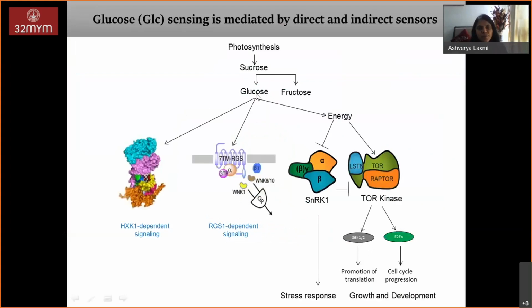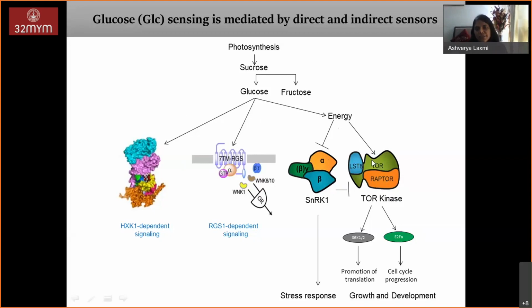And glucose, once produced, has several fates. It can be perceived by several receptors. One of the most prominent receptors is the hexokinase receptor, which is also the first enzyme of glycolysis. Apart from hexokinase, there is another receptor, which is the regulator of G protein signaling. And apart from these two receptors, glucose levels can indirectly be perceived as a form of energy by two kinases. One of them is TOR kinase and the other one is SnRK kinases.